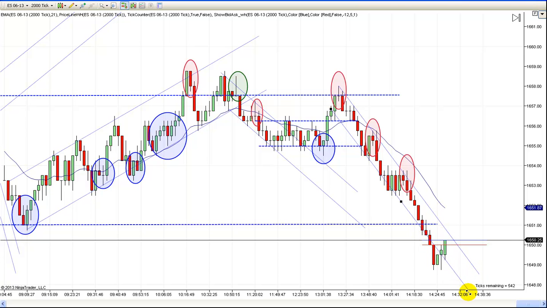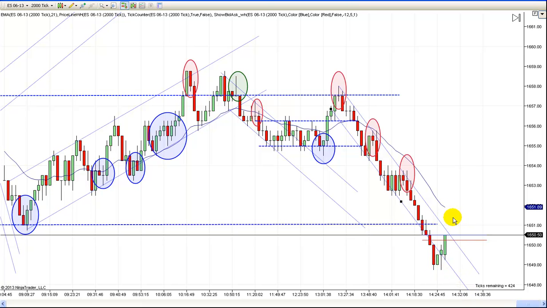Now, remember, when you get an overshoot, a lot of times you're going to get an overshoot on the other side.